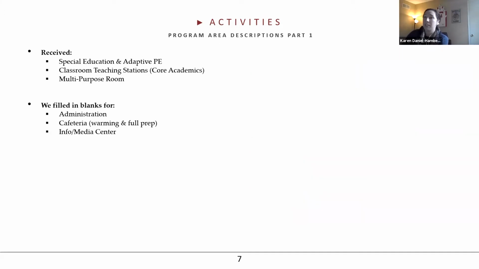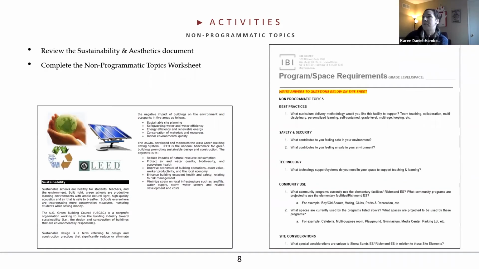So what we received out of this was the special education and adaptive PE, the classroom teaching station, so the core academics, and then the multi-purpose room. We were able to fill in the blanks for the administration, the cafeteria, and the info and media center. So we're good. We have everything we need. Just wanted to let you know.